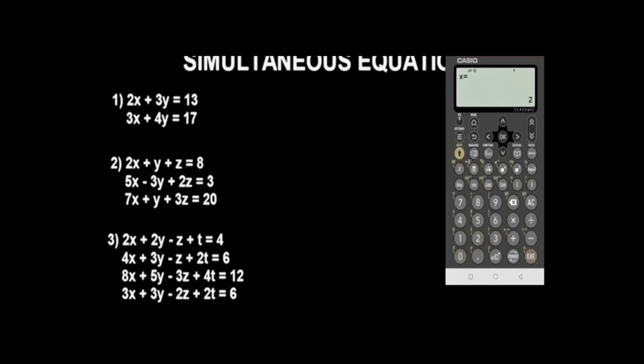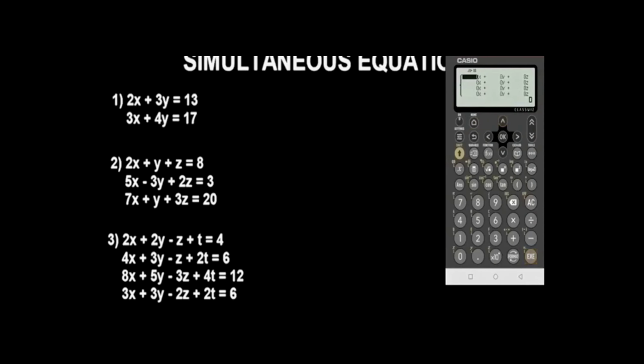Okay, so when x is 2, our y is 3, and our z is 1. So it's as simple as this. Let's solve the last question that involves 4 unknowns before we end this video. Press the AC button. Okay, so go back to home, see under equation, then simultaneous equation. This time around, 4 unknowns, execute.